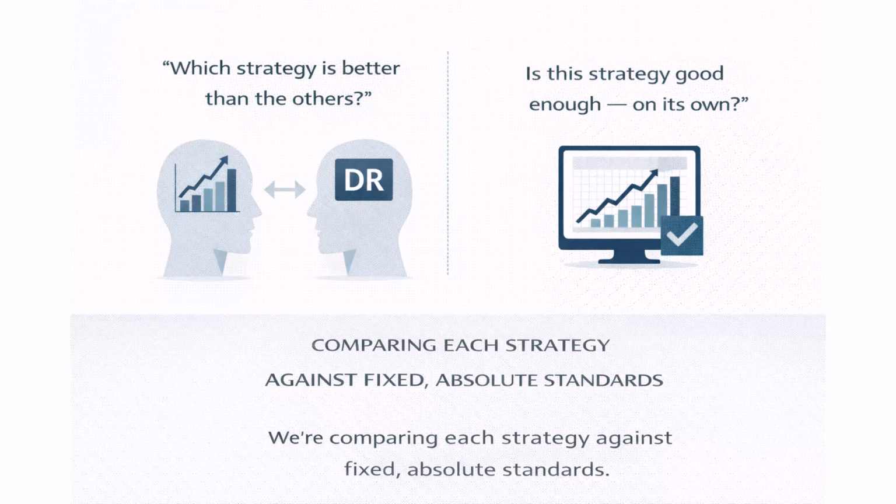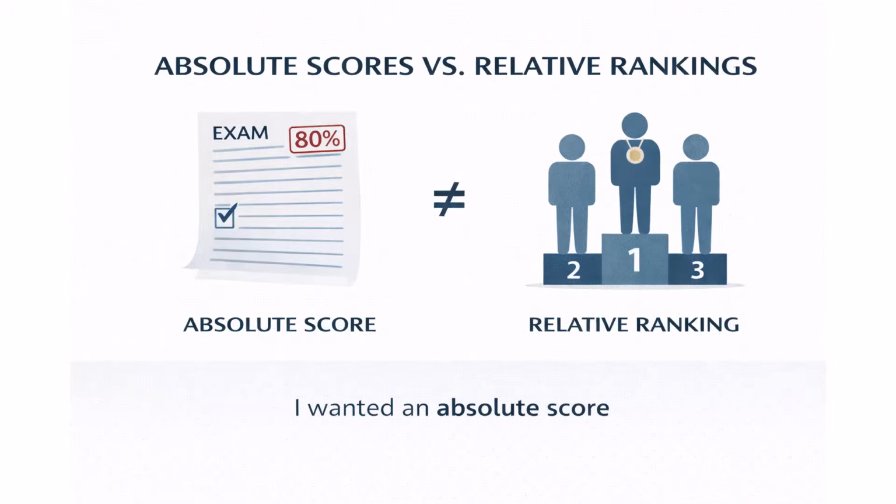Now that may sound like a small difference, but this changes everything, because now we're no longer comparing strategies against each other, but we're comparing each strategy against fixed absolute standards. I also like to think of this as making a trading strategy take an exam. If it takes this test and it scores 80%, then that score means something by itself. And it doesn't matter whether all the other participants of the exam, so the strategies, failed or all others scored higher. At 80% it means that it meets a defined standard.